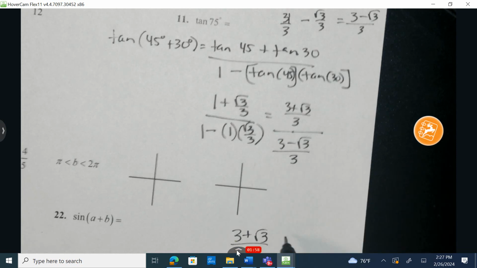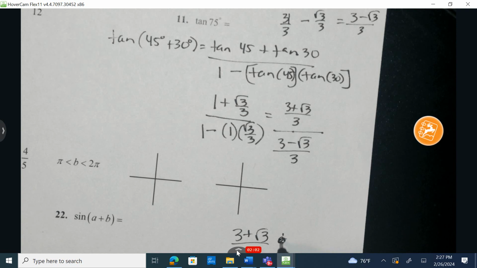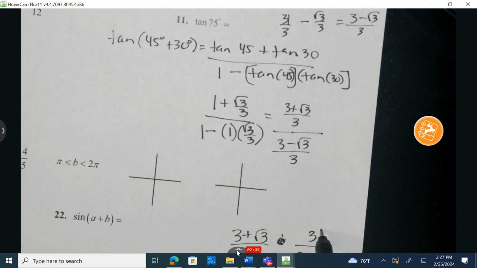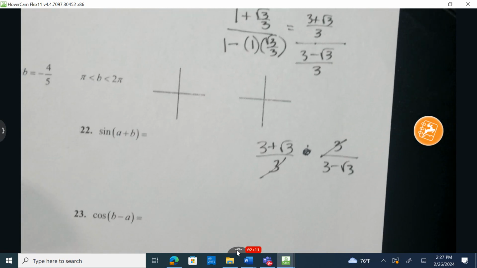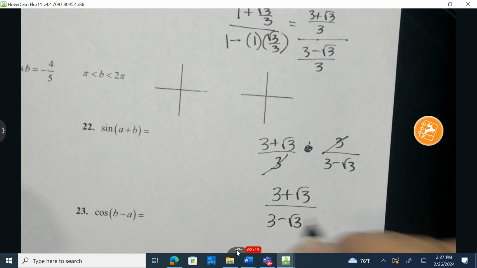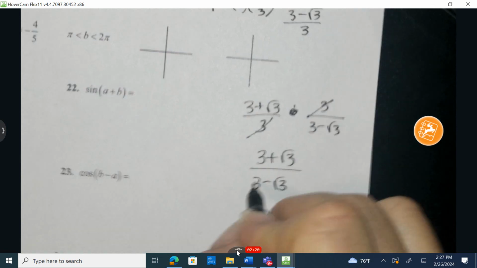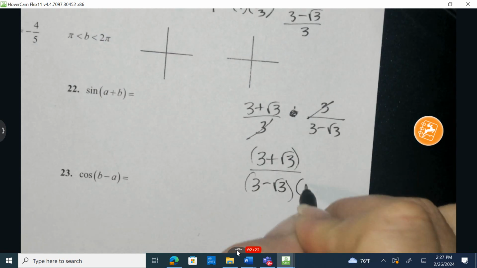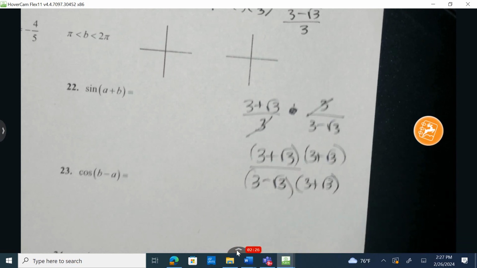I want to divide that by this quantity, but I know when we divide fractions, I turn division into multiplying, and I flip the second fraction. So right here and right here are going to be simplified into 1, and I have 3 plus the square root of 3 over 3 minus the square root of 3. Now, mathematically, even though that's right, it's not proper to leave it in this form, so I'm going to multiply by the conjugate of the denominator. 3 plus the square root of 3, 3 plus the square root of 3.